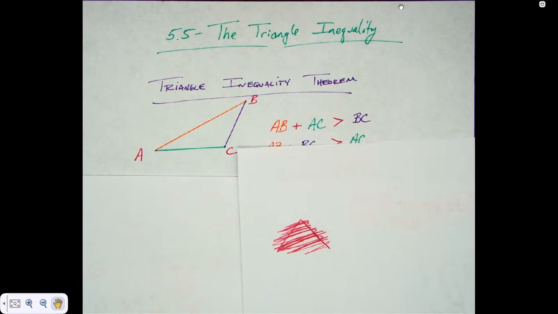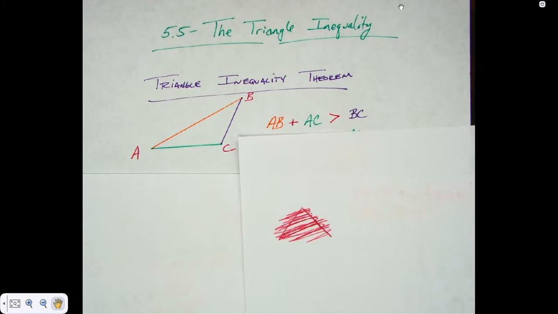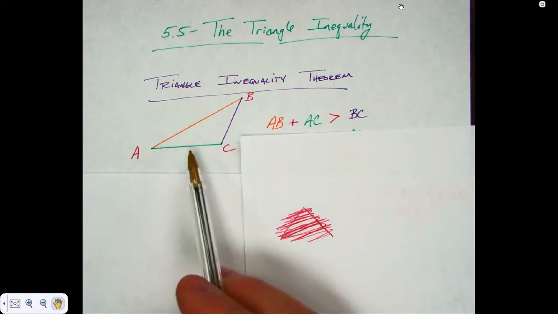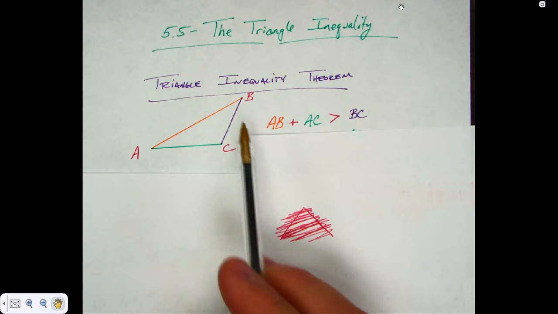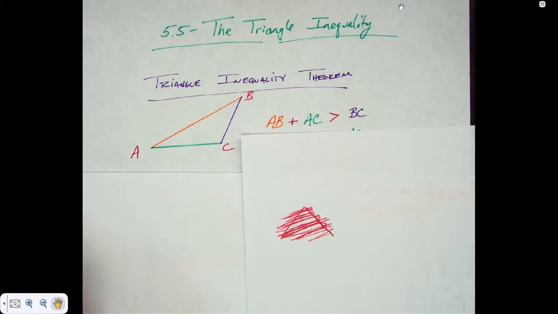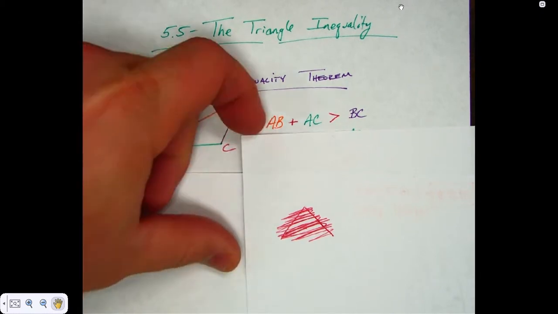For instance, AB plus AC has to be bigger than BC. So I'm saying the orange one here, AB, plus the green one, AC, and those added together has to be bigger than BC. Now why did I pick those two sides? Well, there are three inequalities here. So it didn't matter where I started. There's three possible combinations of this theorem.